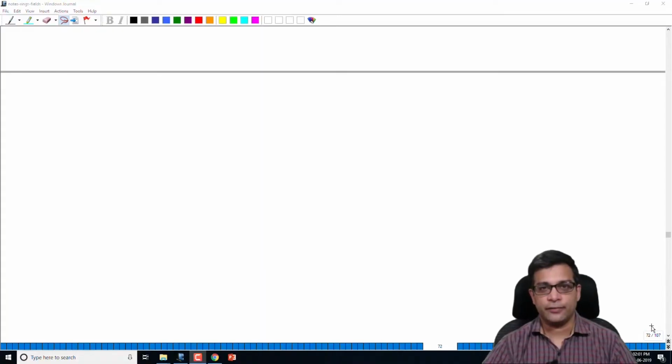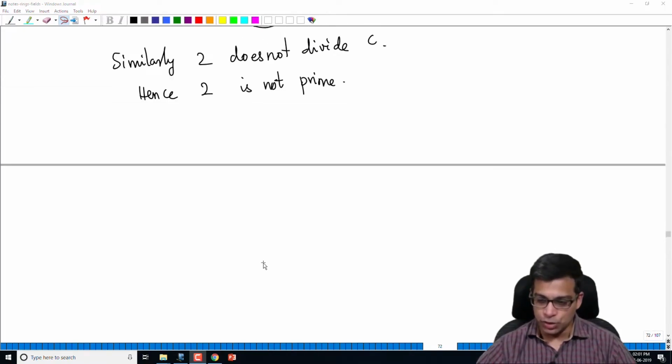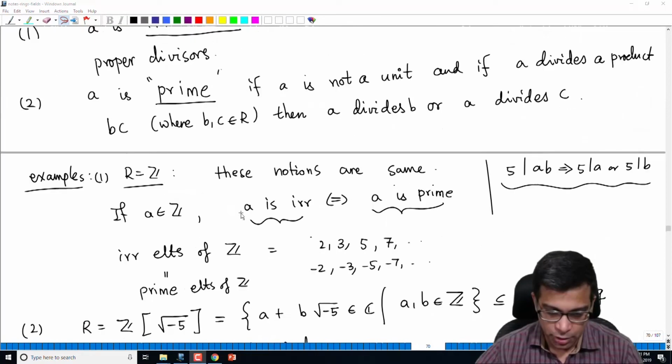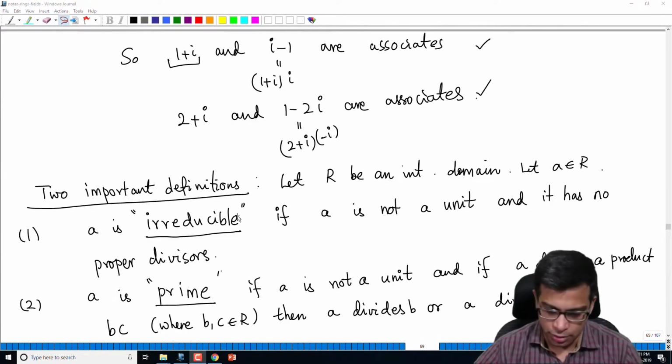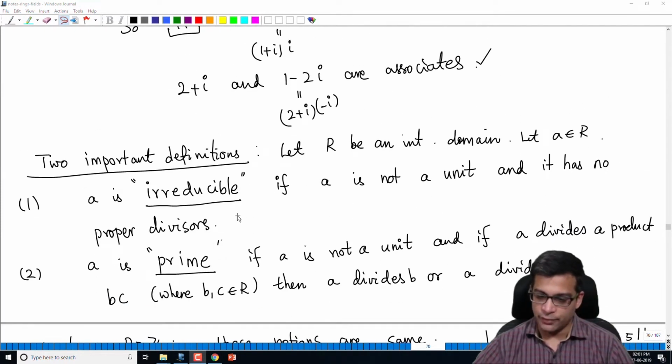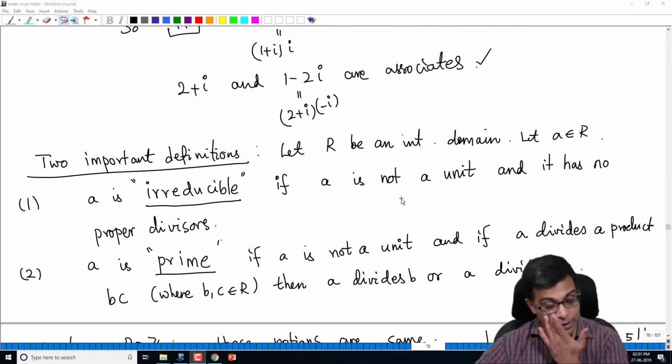In the last video, I defined the notion of irreducible elements and prime elements in an arbitrary integral domain, and we are looking at various examples. Let's recall what is an irreducible element, and what is a prime element. So before I start the new material, this is the definition, right? An irreducible element is an element which is not a unit and it has no proper divisors.